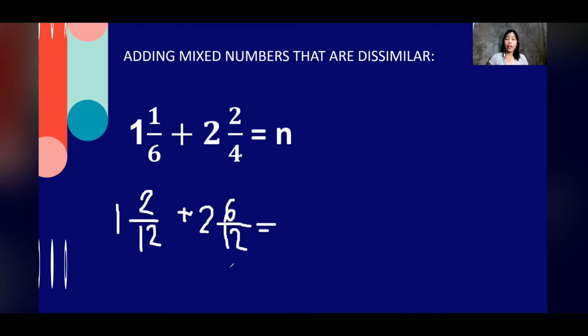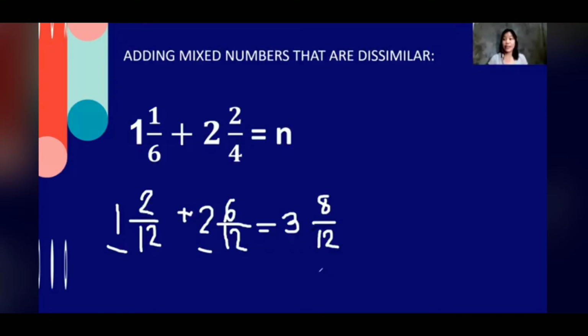So since they are already similar, we can now add the numerators and then just copy the denominator. So 2 plus 6 is 8. And then copy the denominator. And then we will add the whole numbers separately. So 1 plus 2 is 3, meaning our answer is 3 and 8/12. Is this our final answer?